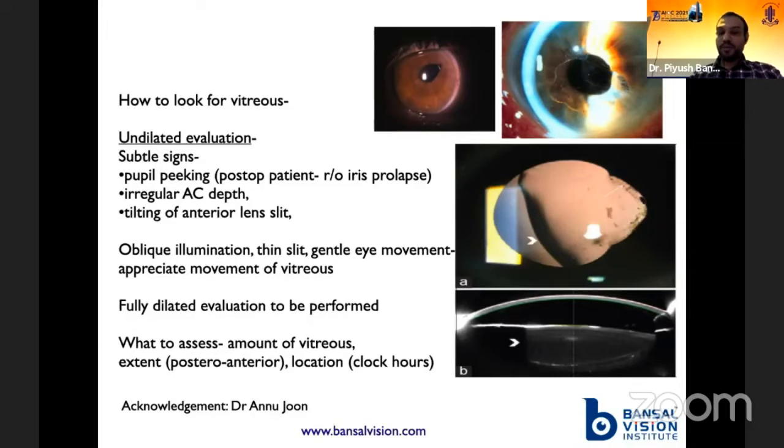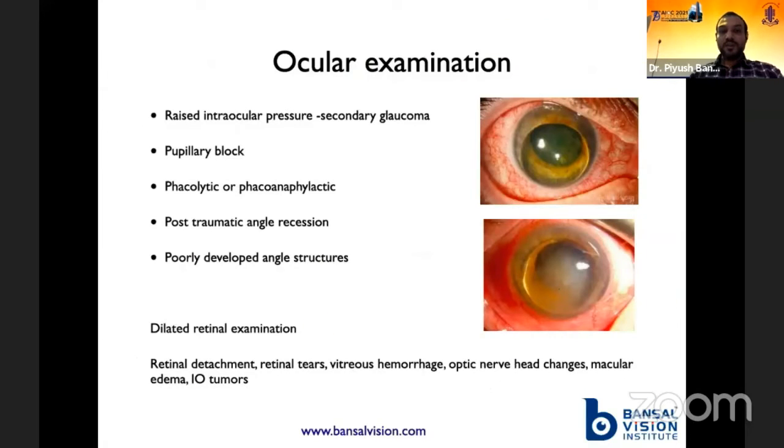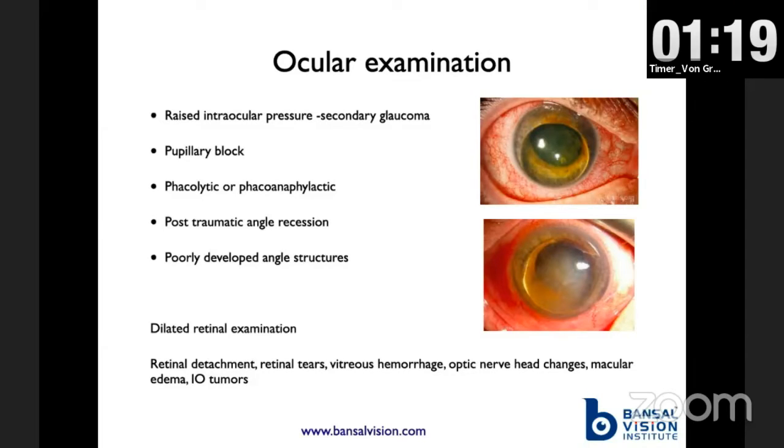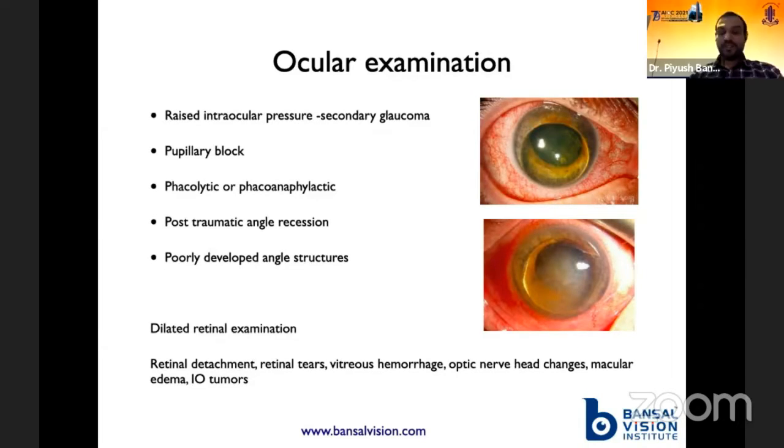It is also important to note the amount of vitreous and the location. Like I said before, there will be raised intraocular pressure, which may lead to secondary glaucoma. One can also have pupillary block, which might lead to a very painful eye. There might be phacolytic or anaphylactic reaction. There might be post-traumatic angle recession. Also, in cases of metabolic conditions, one might be able to differentiate poorly developed angle structures.